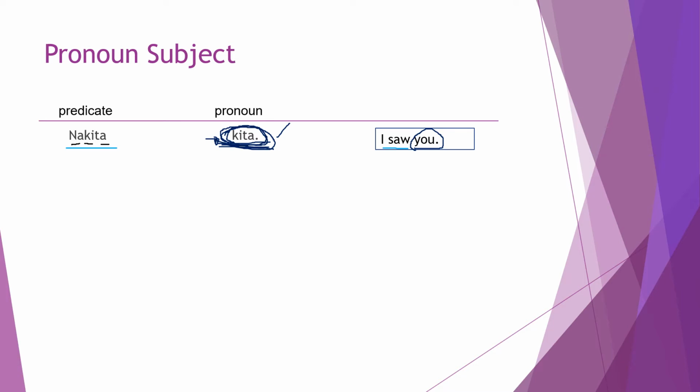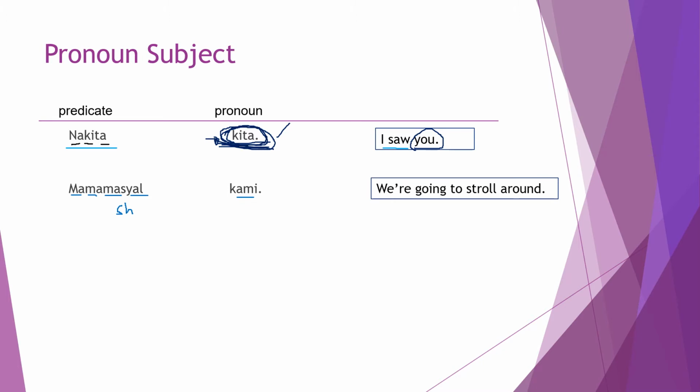The next example is mamamasyal kami. Mamamasyal kami. So it has here a sound of sh. It literally means we're going to stroll around. The pronoun that is being used in here is kami, and in English, it is we.